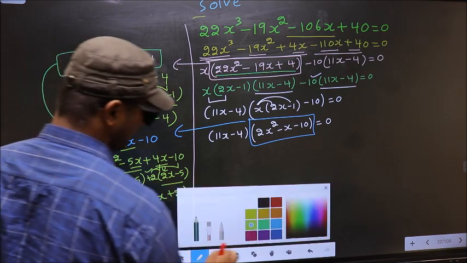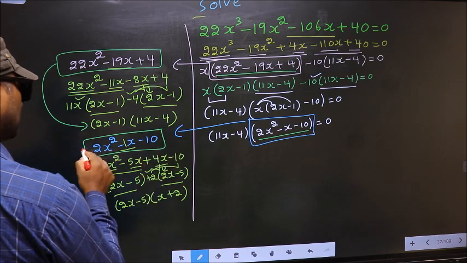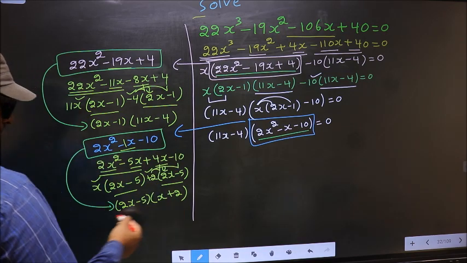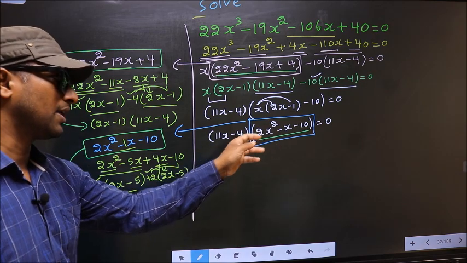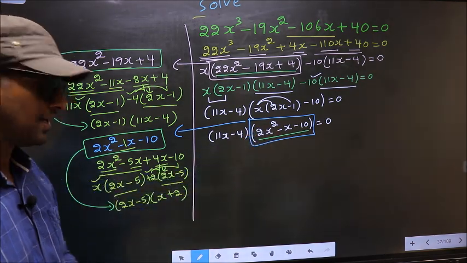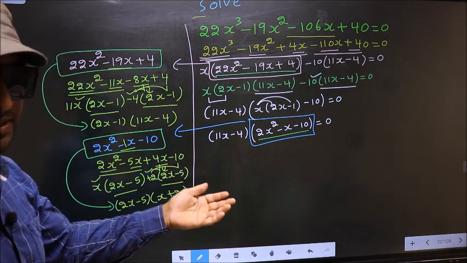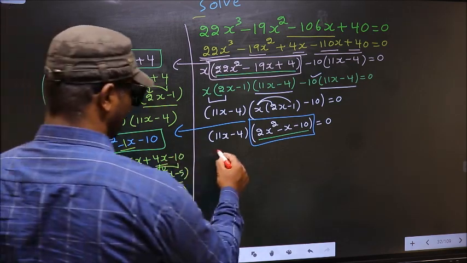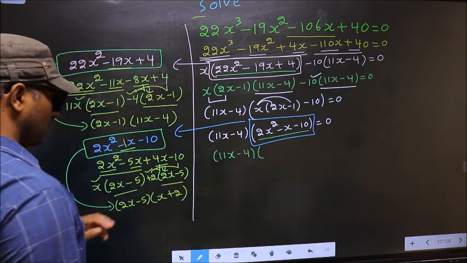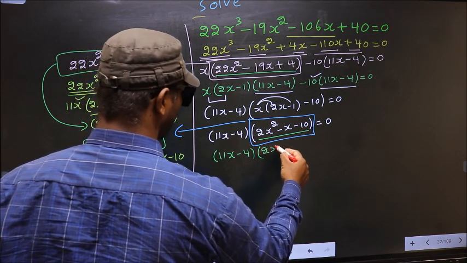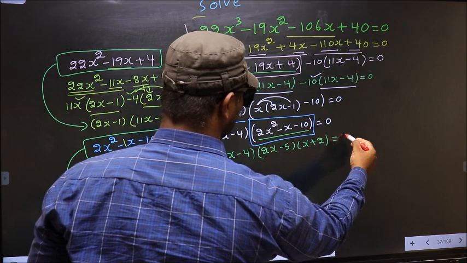Now in place of this quadratic, we should write this. I repeat, in place of this quadratic, now I will write this. So this equation will change to 11x minus 4, 2x minus 5, x plus 2 equal to 0.